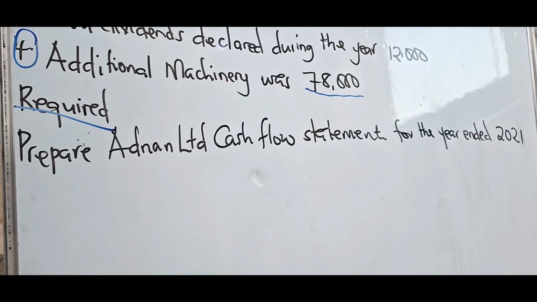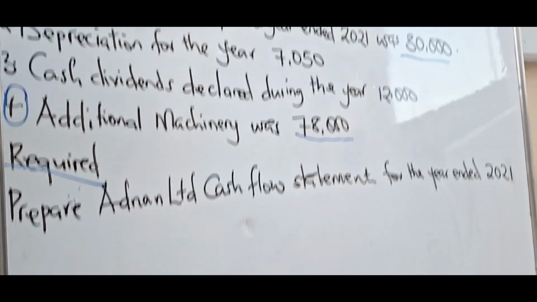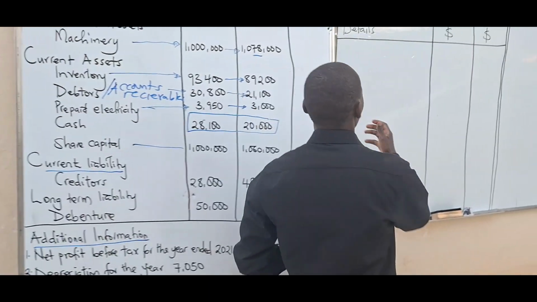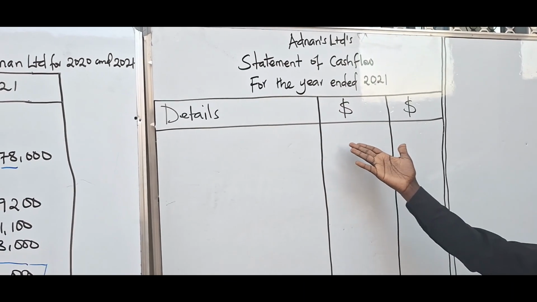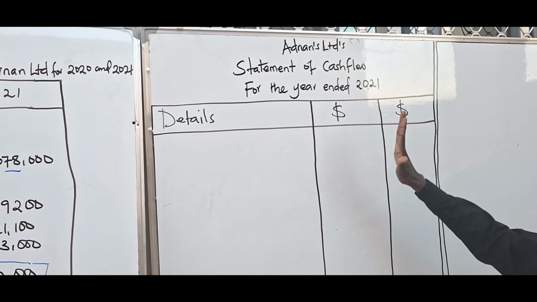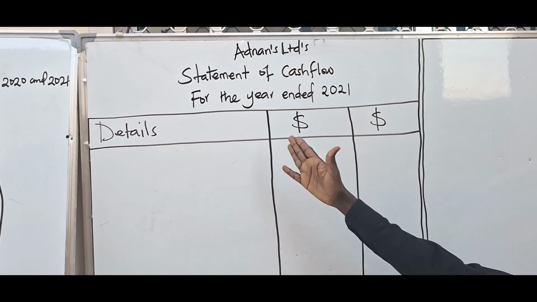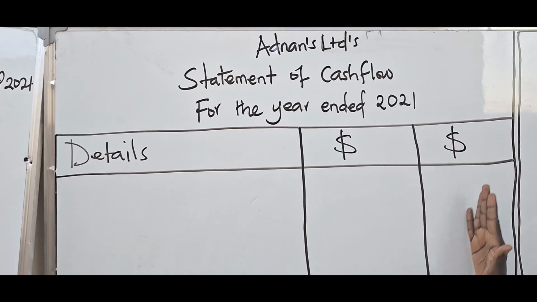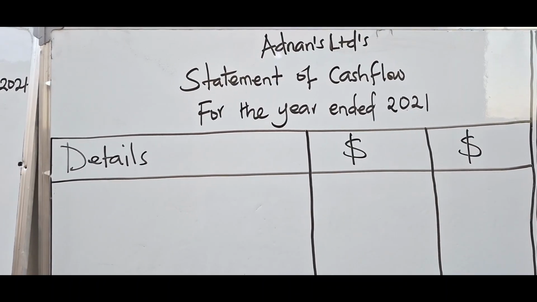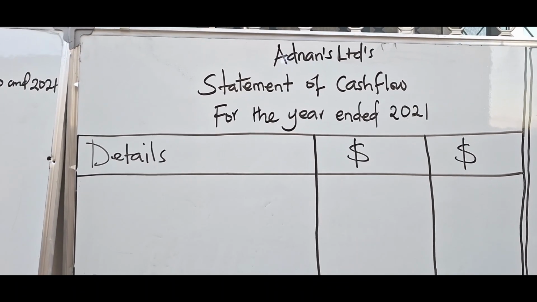I think we are good to go now. I gave you this format in the previous video. In the format, clearly you have to put the title and put the column for details. We are going to put our details, the amount column and amount column. Then we can start to prepare our statement of cash flow.